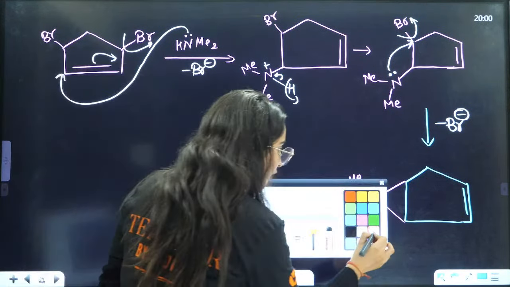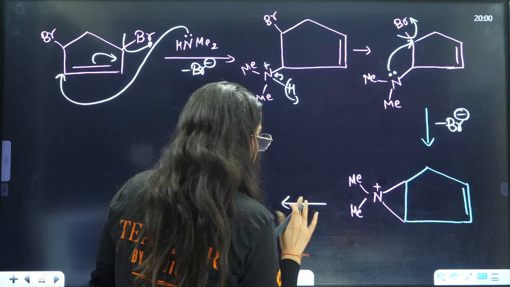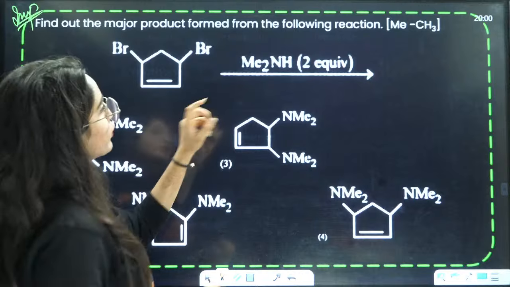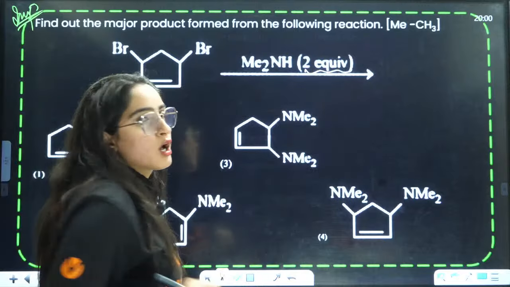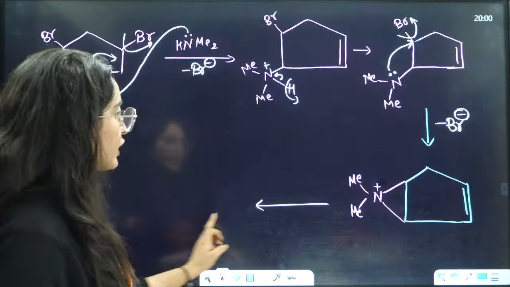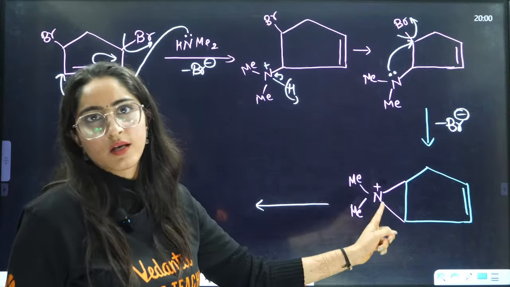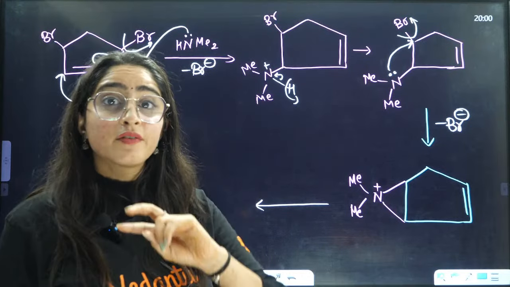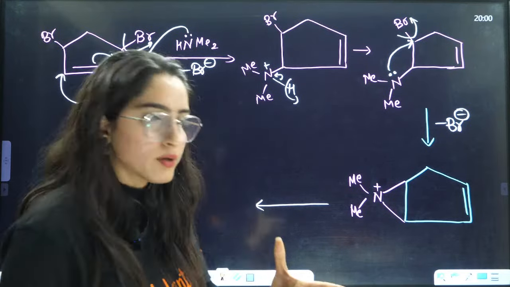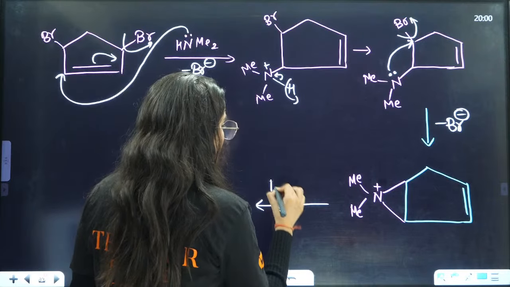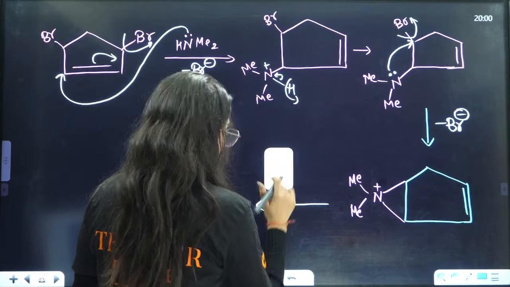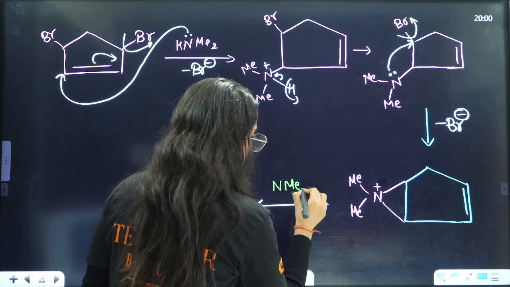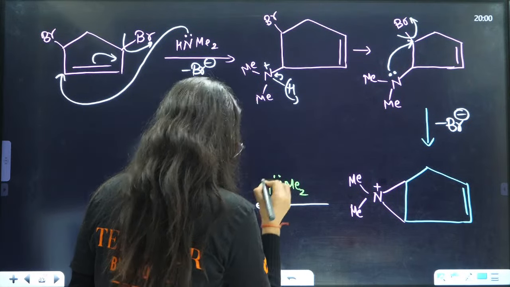Now, after this, again, what will happen? Because see, they have given you two equivalents. What if they have given you only one equivalent? Then the answer will be this. But they are saying two equivalents. That means the second also is adding here. So it is N, this is N, right? This is NMe2, and this is the hydrogen here.